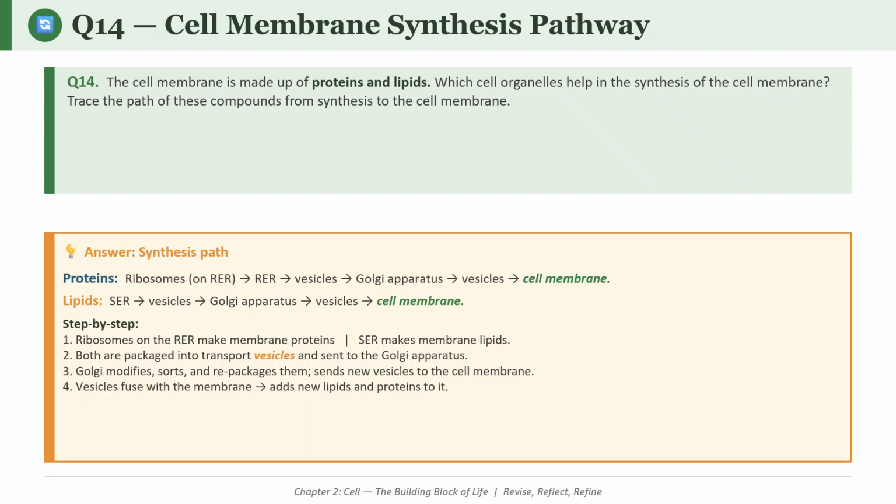So ribosomes. See, these ribosomes are seen on the rough endoplasmic reticulum, and they make the membrane proteins. And the smooth endoplasmic reticulum makes the lipids. Both are packed and transported by means of vesicles and sent to the Golgi apparatus. What does the Golgi do? It receives them, modifies them, packages them, and sends them in the form of new vesicles to the cell membrane.